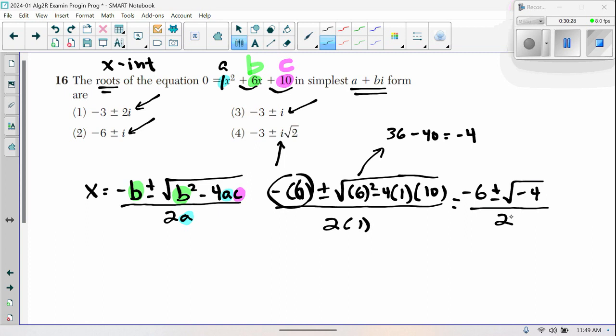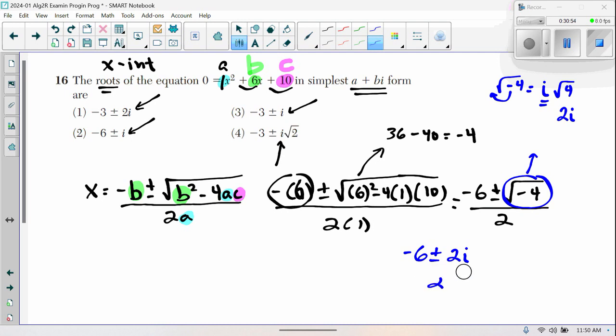There's going to be some simplification here. If you don't remember, I have a negative 4 underneath the square root. The negative pops out and becomes an i. The square root of 4 is 2, and then I have my i, so that's 2i. This will be replaced by 2i: negative 6 plus or minus 2i, all over 2. When everything's all over 2, this is over 2 and this is over 2. This is easy. That's negative 3 plus or minus, the 2's cancel, and I just have my i. There you go. Choice 3.